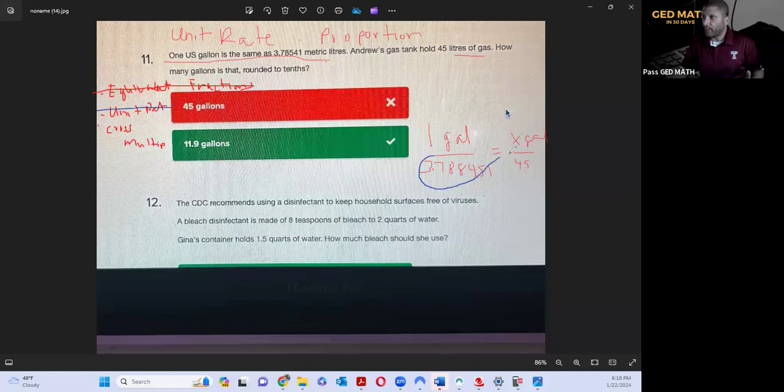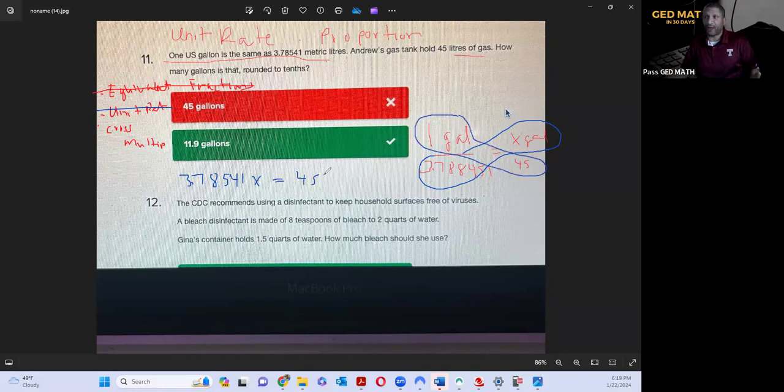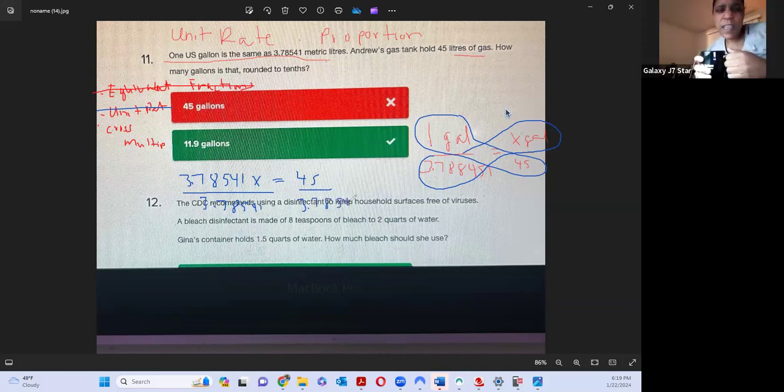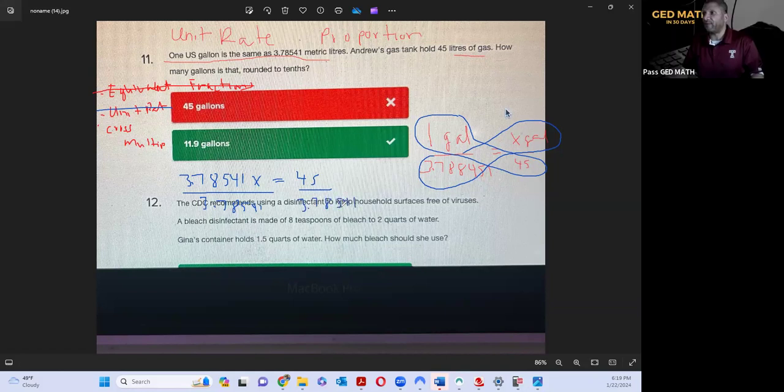So 3.78541x equals 45, because 1 times 45 is 45. Again, this now becomes a one-step algebraic equation. In order to get x by itself, I need to divide by 3.78541. So I want you to grab your calculator and divide 45 divided by 3.78541.